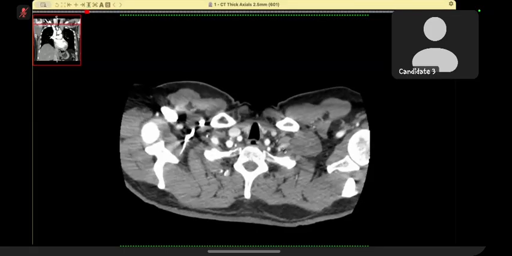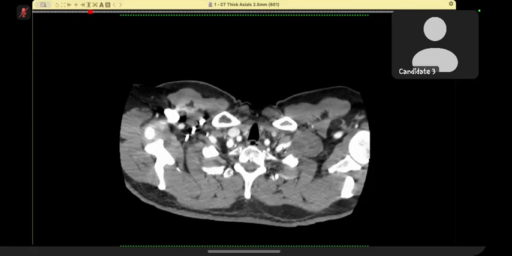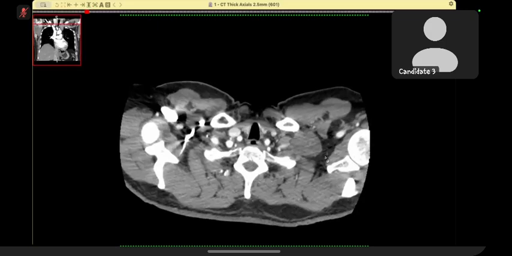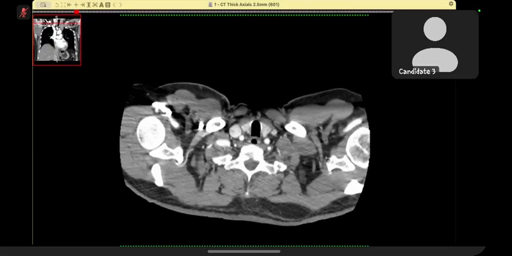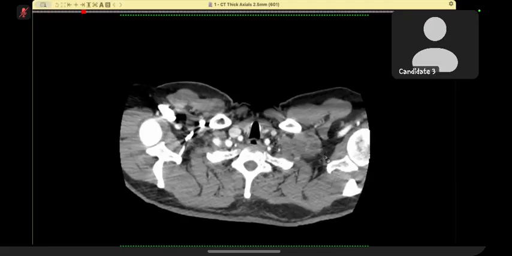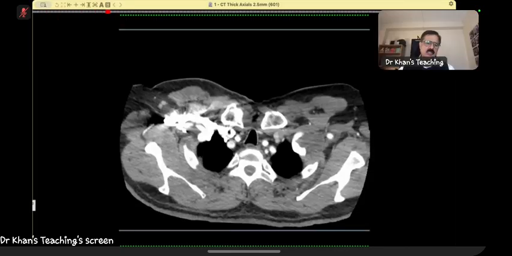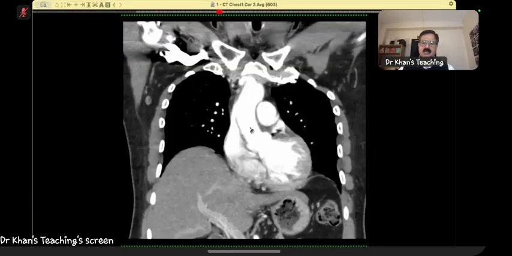I can appreciate a lobulated lesion. There is an asymmetry between the soft tissue and a lobulated lesion seen in the left supraclavicular region, which shows heterogeneous enhancement, but I will see on the plain window to confirm it. Just one second. I'll give you a coronal also.